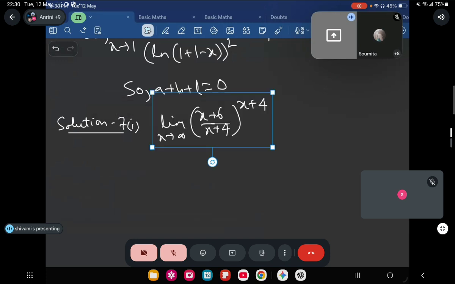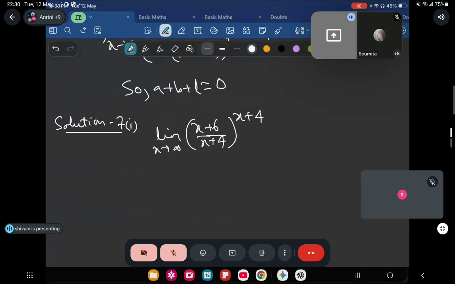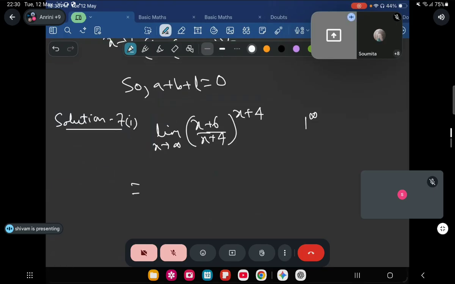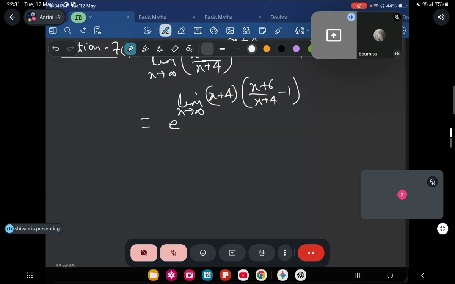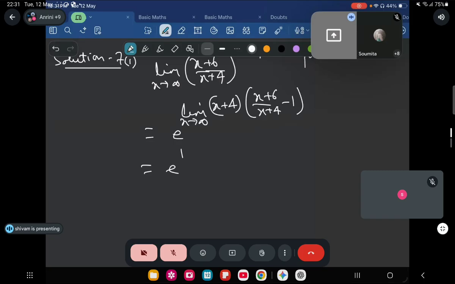Pay attention, everyone. This is 1 to the power infinity form. After that, you don't need to do anything. You just have to apply the standard form. This will be equal to e to the power limit x tends to infinity of (x plus 4) into ((x plus 6) by (x plus 4) minus 1). So what are we getting, everyone?